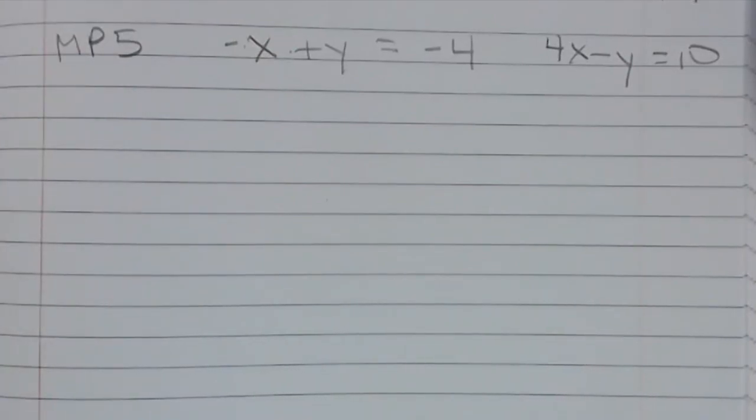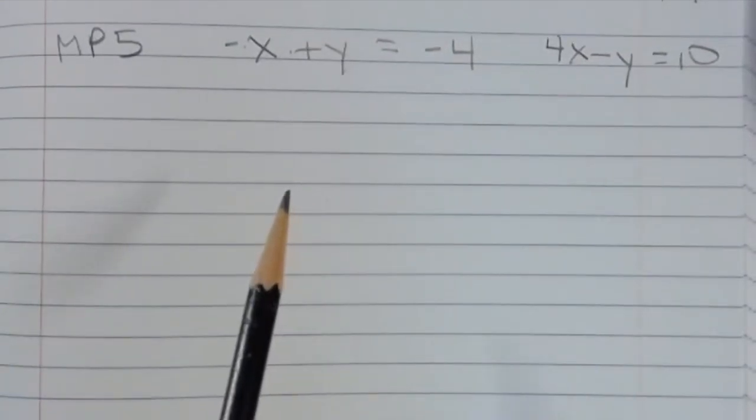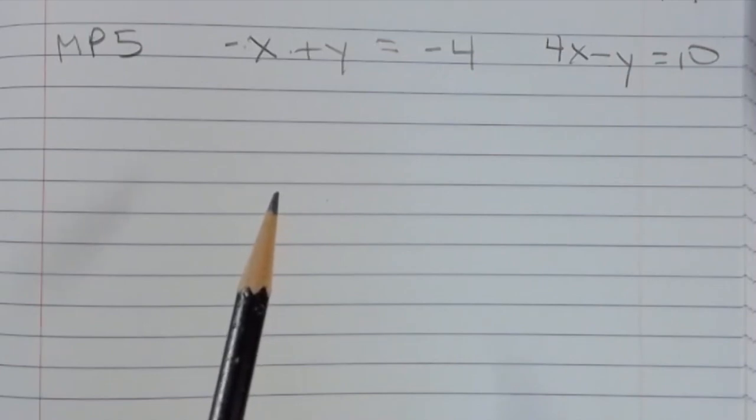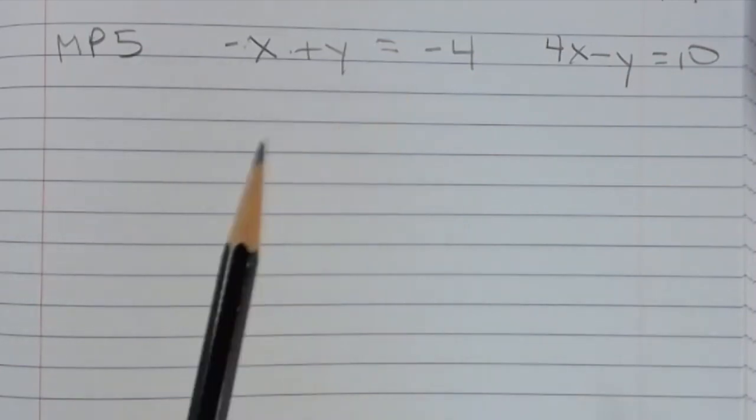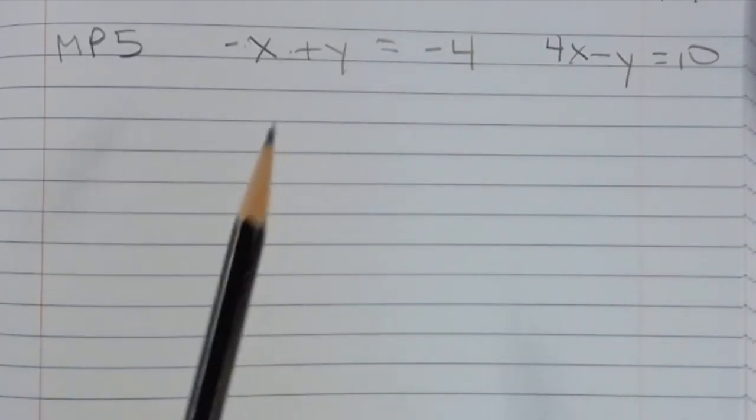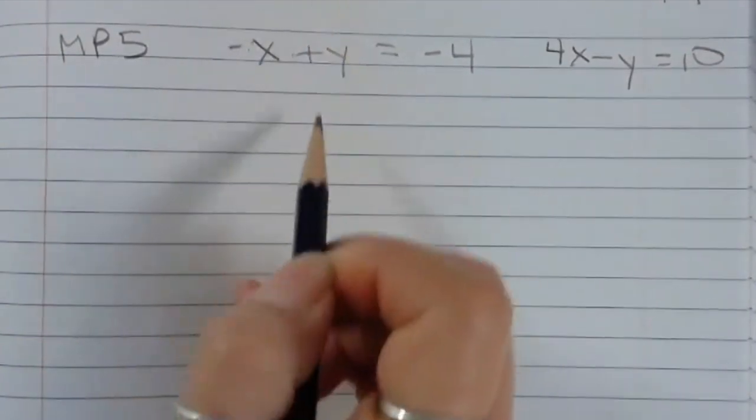Okay, so we're going to do monitoring progress 5. This one's a little bit different because there isn't a variable that's already isolated. So here's where your choice comes into play. You decide which equation you want to choose. That's the first step. Then you have to decide which variable you want to isolate. So, which equation do you want to pick first? First or second? First. Great. Which variable do you want to isolate? Y. Perfect.